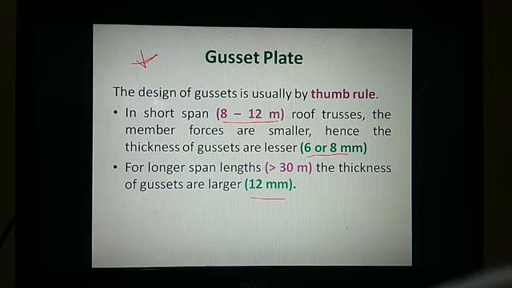Even in the code there won't be any specification for designing gusset plates. You can just follow the thumb rule like this. Please try to remember, it will be in the range of 6 to 12 mm: for less spans 6 or 8 mm, for more spans, I mean greater than 30 meters, you can go with 12 mm gusset plate thickness.